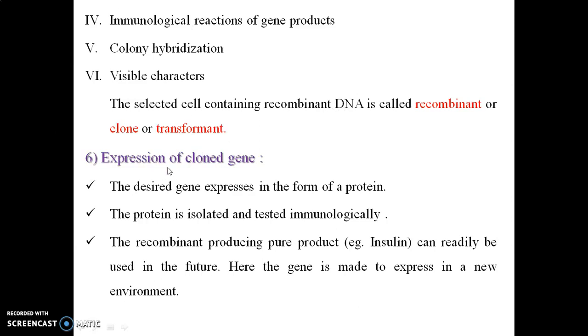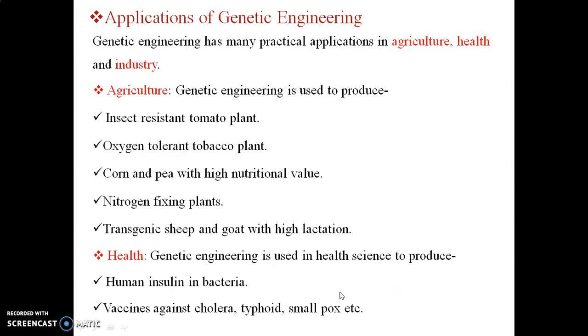Last, expression of the cloned gene. The desired gene is expressed in the form of protein. The protein is isolated and tested immunologically. Third, the recombinant producing pure product can readily be used in the future. Hence, the gene is made to express in a new environment.